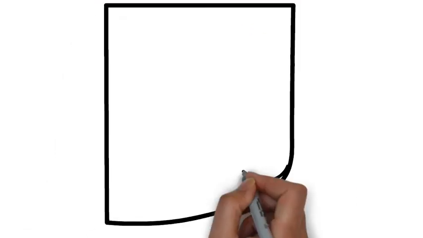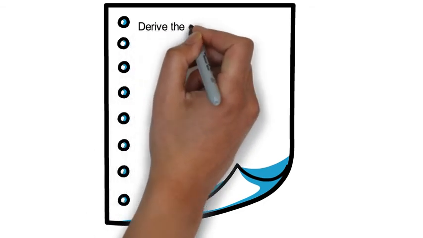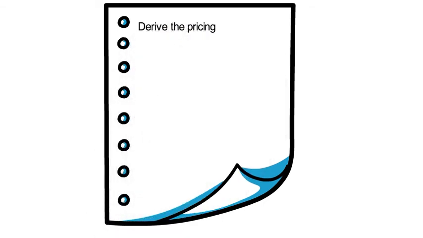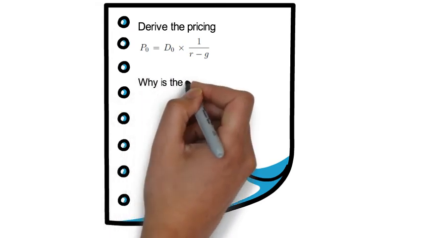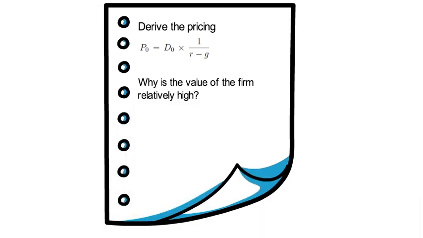Now, therefore, the task here is to derive the pricing of the dividend stream and to show it coincides with the above expression, where you basically simply discount by the risk-free rate. Now, also explain intuitively why the value of the firm is relatively high when compared to a firm whose discount rate would be the risk-free rate plus a positive risk premium.